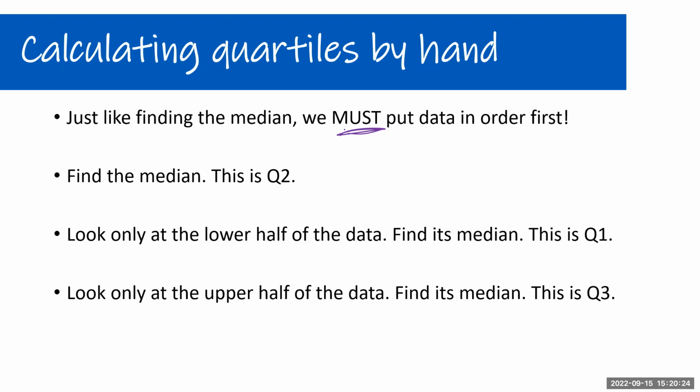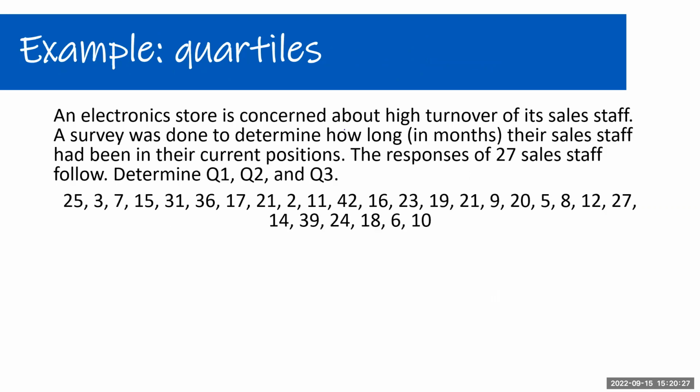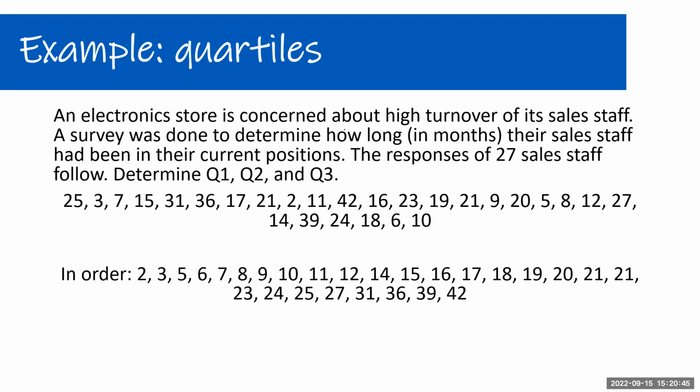Let's learn this through an example. An electronics store is concerned about how high turnover is of its sales staff. They did a survey to see how long the sales staff had been there, and here are the responses of 27 sampled staff. We want to find all 3 quartiles. We get this data, and the first thing we want to do is put it in order. And I've done that for you here to save some time.